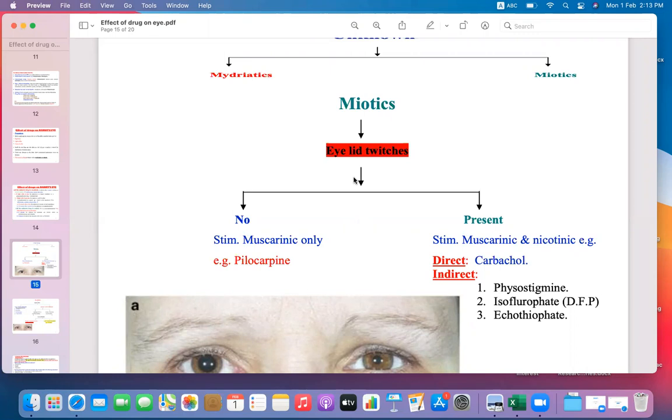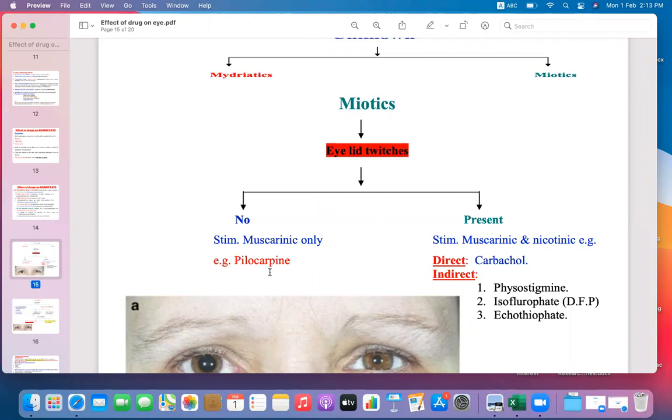Take some cotton plug, and you can observe by the cotton plug also. You can also observe initially by your eyes if twitches occur in the eye. If twitches are present, the drug is carbachol, and if eyelid twitches are absent, the drug is pilocarpine. So this is the only way to differentiate between carbachol and pilocarpine.